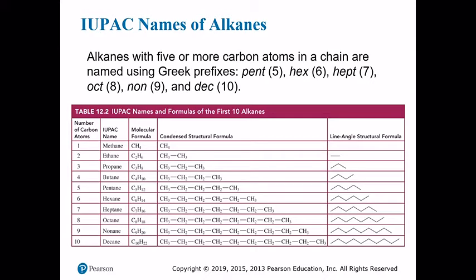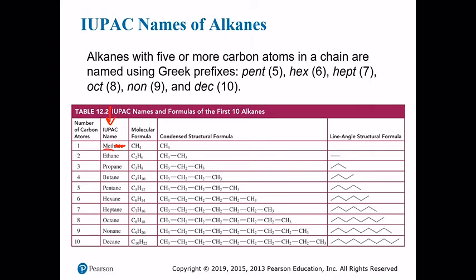In this chart, we can see the first 10 straight chain alkanes. Straight chain means that the carbons are all in a continuous row without any branches or breaks in between them. The first 10 names are given in this column here, and if you look at it and you drop the "ane" ending from each one, you can see the prefix corresponding to that number.